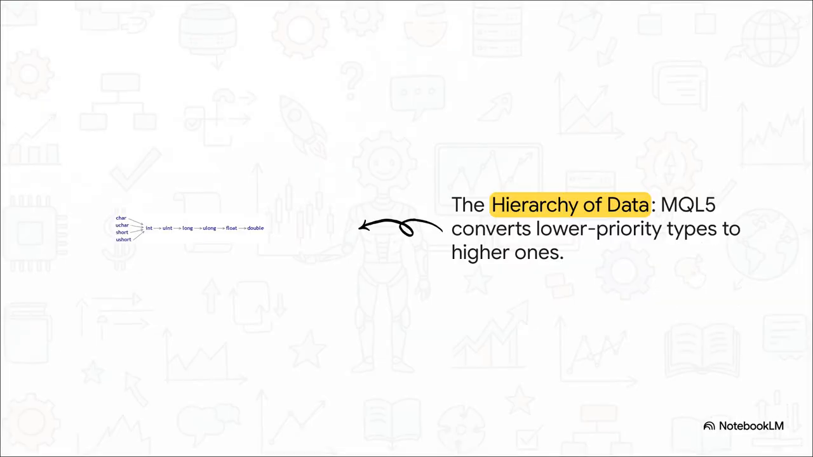So you might be wondering what happens when you mix and match these types. Like, what if you add an integer to a double? Well, MQL5 is pretty smart about this. It has a built-in hierarchy, a pecking order. It'll automatically upgrade the lesser type to the higher type to prevent you from losing information. The whole point is to make sure you don't accidentally chop off the decimal points from a price, which, as you can imagine, is a subtle but absolutely critical feature.